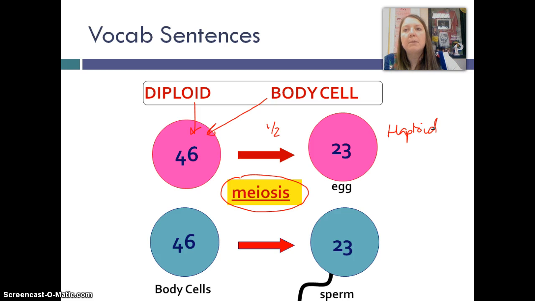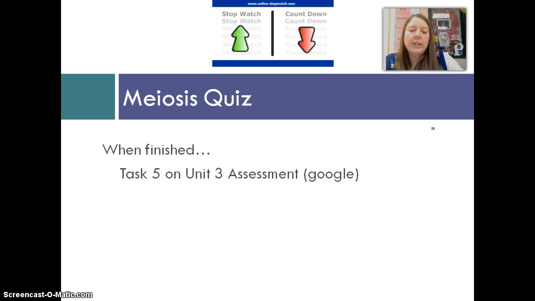So as we usually do, spread yourselves out so that you're not next to somebody also taking the quiz. And when you're done, I'm going to have you work on task 5 on your Google Doc called Unit 3 Assessment, okay? Now, some of you aren't done with the previous tasks, so you'll have to do those first. So, task 5 when you're done with the quiz. Obviously, if you have any questions, there's some people in here that can help you. And for right now, pause the video. Good luck, guys.